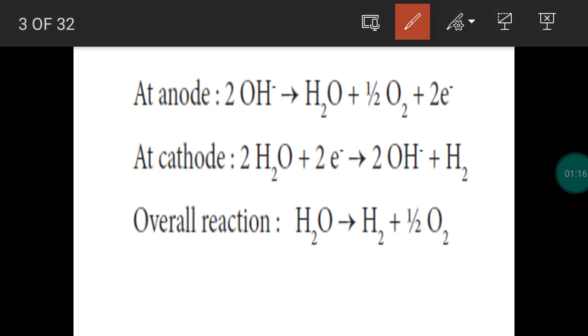We know that protium, deuterium, tritium will be present in the form of molecule. A single hydrogen atom is unstable, so they are present in the form of molecule H2, D2 as well as T2. Each isotope of hydrogen will exist in the form of a diatomic molecule. So for preparing hydrogen molecule in pure form, we do this electrolysis process.